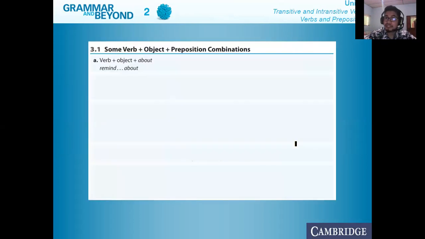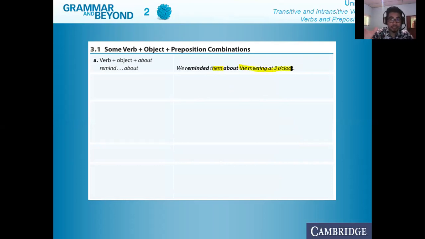Let's move on to the uses of these kinds of prepositional phrases. First, we have the first pattern, that is verb plus subject plus about. We are going to see a series of verbs that use the preposition about in their structure. For example, we reminded them about the meeting at 3 o'clock. Reminding is a transitive verb, because who are you going to remind them about what? About the meeting at 3 o'clock.